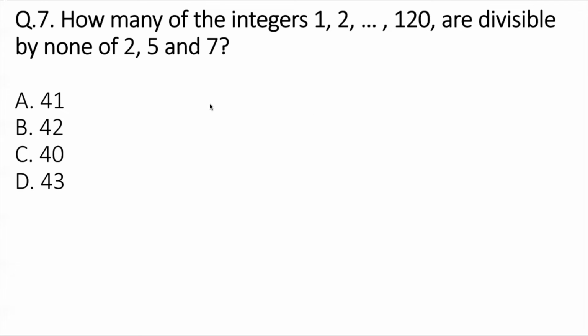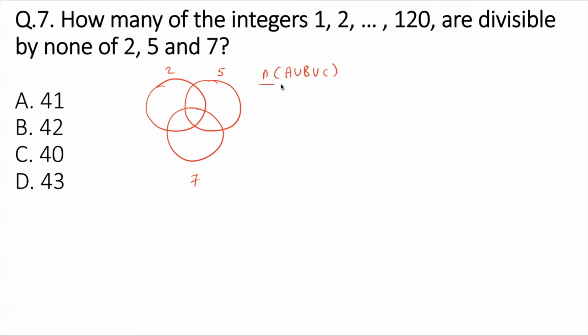All right, guys. So many people, first of all, solve this question from the point of view of set theory and Venn diagrams. So integers which are multiples of 2, multiples of 5, and multiples of 7, they can be drawn like this. And if I ask you what will be the number of elements of A union B union C, that would denote the numbers which are divisible by either 2 or 5 or 7.